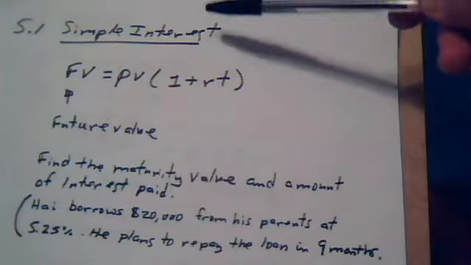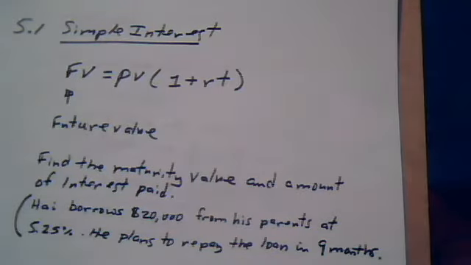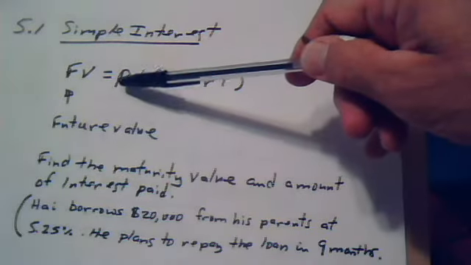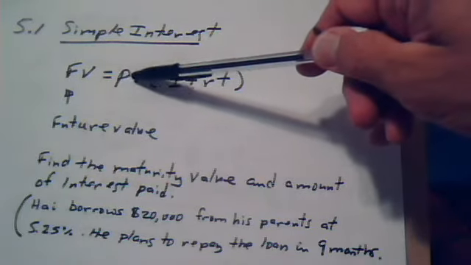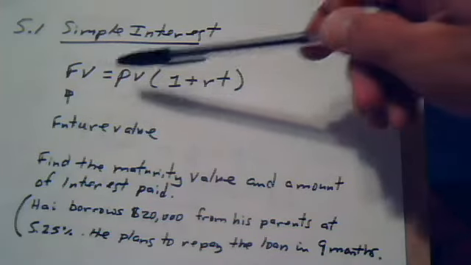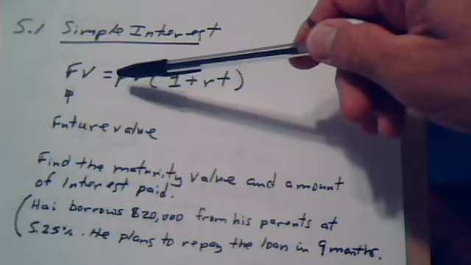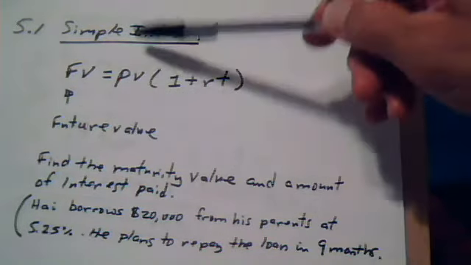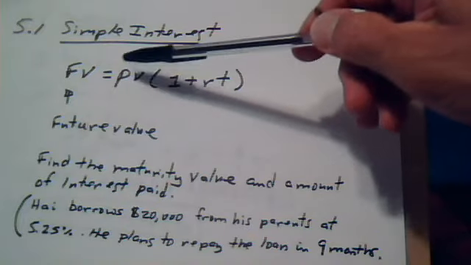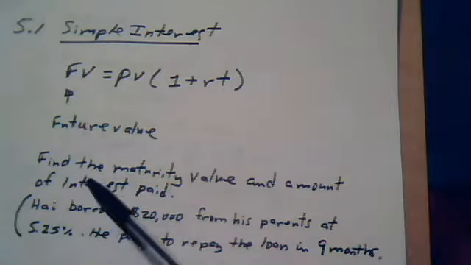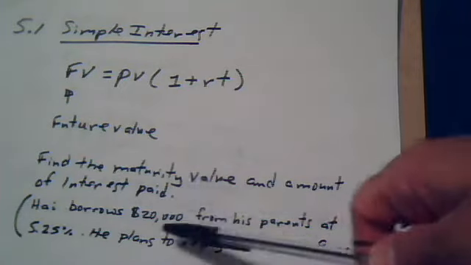Here's the future value of simple interest. The previous one we just saw was just to find the interest. This one is, if I invest this amount in the present, and I let this amount of time go by, how much would the money that I invested become in the future? So the future value of the loan or the future value of the investment.